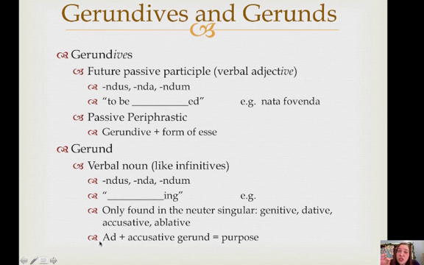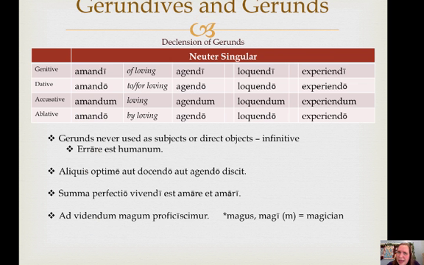There is one specialized use of the gerund, and that is when you have ad and an accusative gerund that expresses purpose. So that's one of the many ways that Latin can express purpose. You can use a purpose clause, or you can use ad plus the gerund. There's also a relative clause of purpose, and of course there's the accusative supine, which you learned in the last chapter. So many ways to show purpose in Latin.